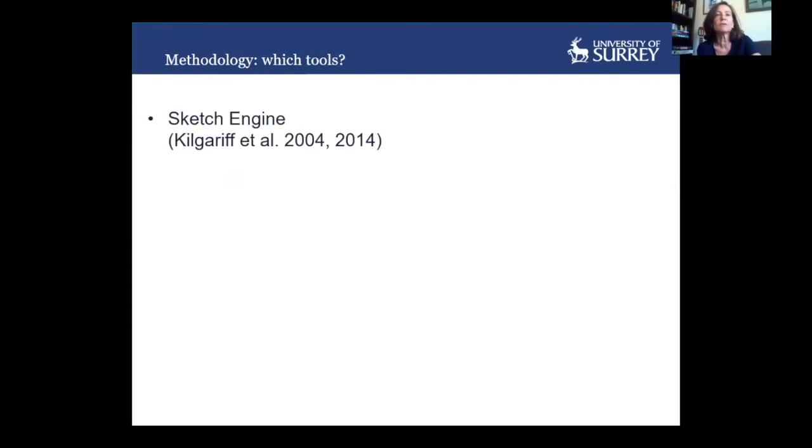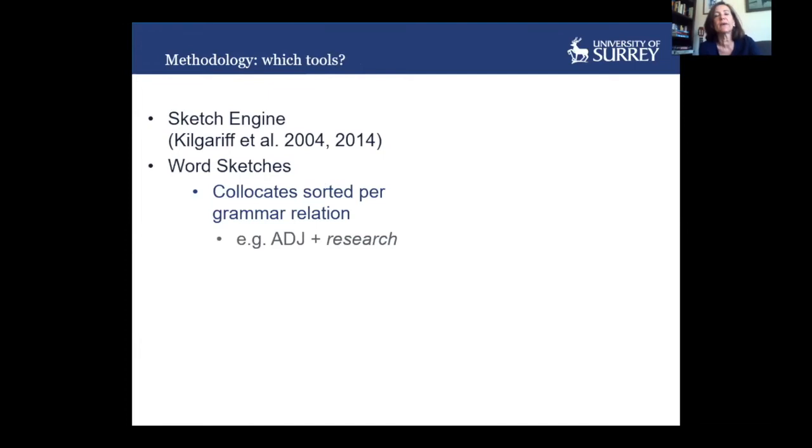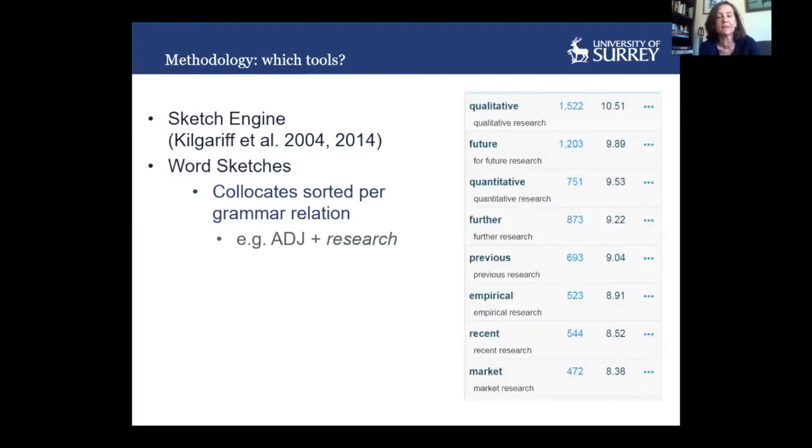Which tools did we use? We used Sketch Engine, which gives you word sketches where the collocates of a node are sorted per grammar relation. So if we look at the node research, we can get a list of all the adjectives that are used with it, like this. And here at the side, we have very important figures, which are co-occurrence. So qualitative and research co-occur 1,500 times in the corpus, and the logDice statistic. So you can see here, this is a very significant value.